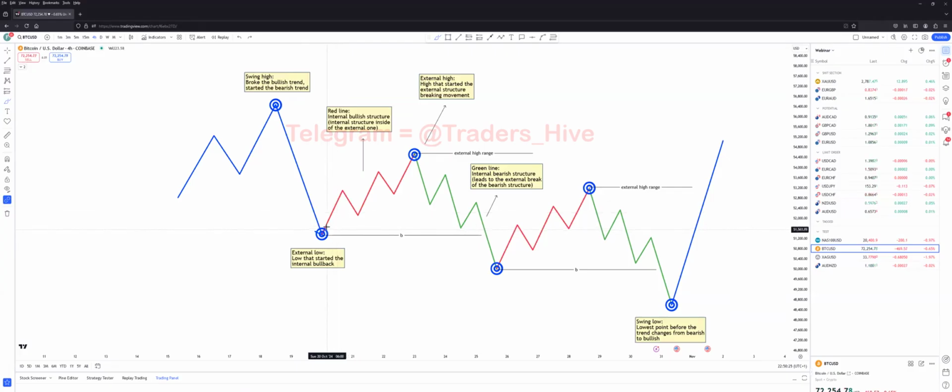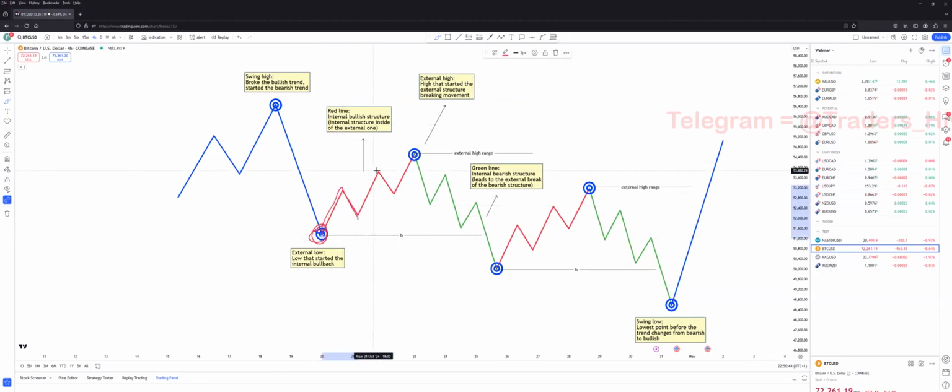So the external points will basically be like swing points, but we only call swing points those which broke the previous trend. So in this case, this low point won't be a swing point until it breaks the previous swing high point or breaks the trend. This right here is an external low point because it started the pullback.